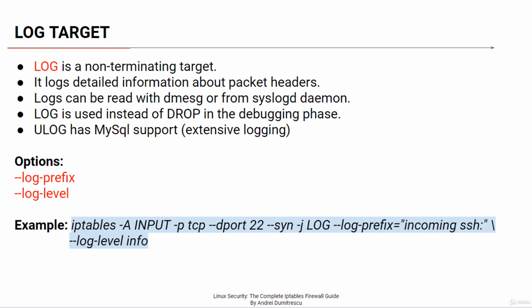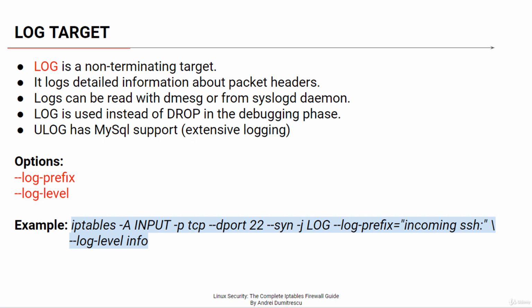If a packet is matched against a rule with the log target, the packet headers are logged, and then the packet continues to traverse the chain rules until it is accepted, dropped, or rejected by a rule or by the default policy. Log target is specially designed for logging detailed information about packet headers. It does this via the kernel logging facility. This information can then be read directly with dmesg or from the syslog daemon logs.